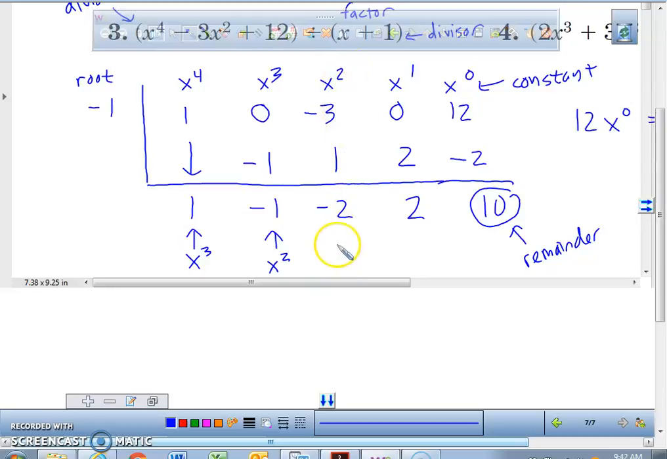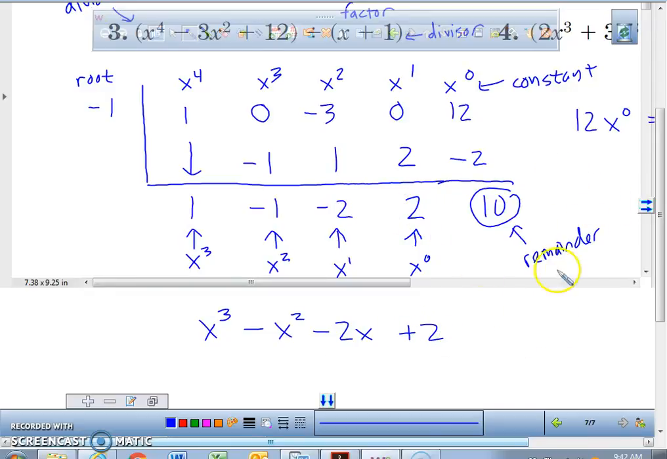squared. 2, that's going to be your x to the first. This will be your x to the 0. That'll be your constant right there at the end. So how many x cubes do we have? We have 1. How many x squared? So we have negative 1x squared. How many x's? Negative 2x. And then we have a constant of 2 at the end.